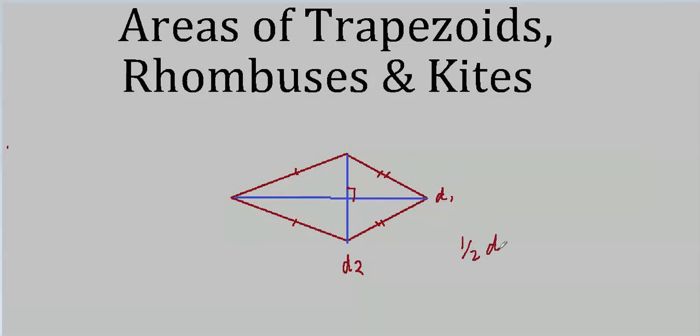1/2 D1 times D2. In other words, you'll use the same formula for a kite that you use for a rhombus. Just keep in mind that you're using the diagonals, not the sides. This is a little bit different. Most of the time when you're computing areas, you're looking at the sides of things. Well, now we're only looking at diagonals.